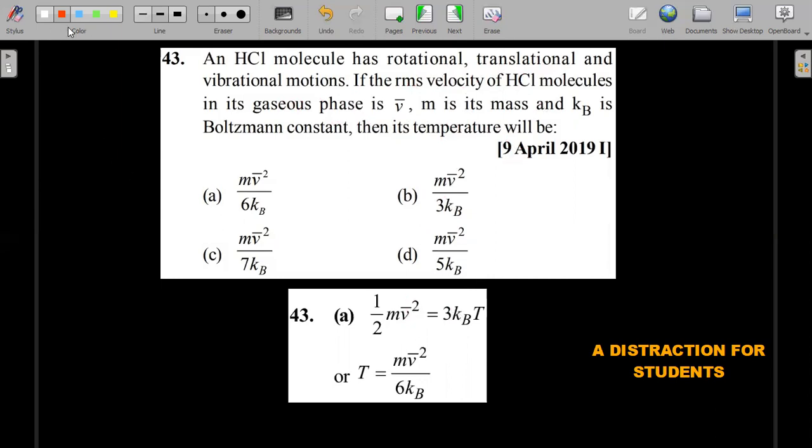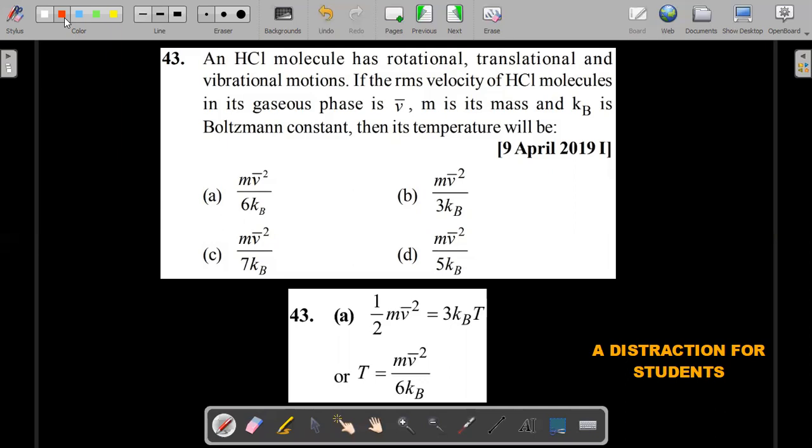So this should be, just a second, let me check. I am seeing something fishy here. Half v RMS square. v RMS is root 3kT by m. So this should be by 2, right? They made a mistake. Okay, so this should be 3.